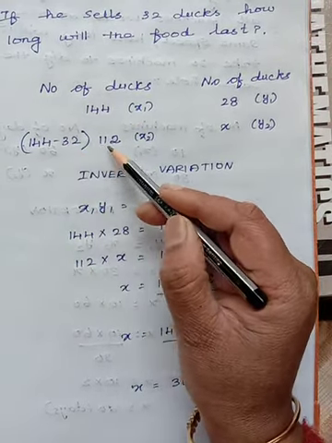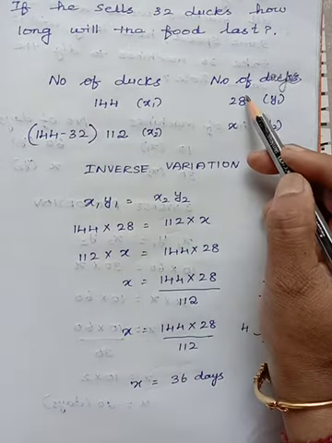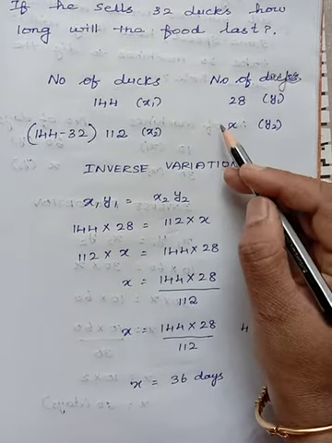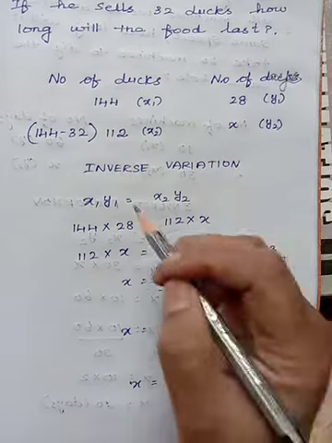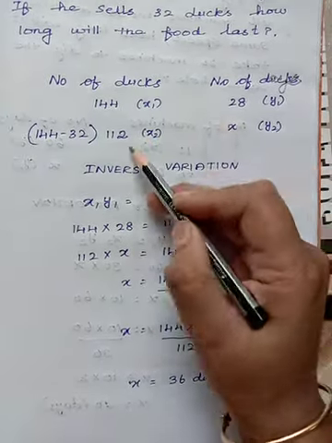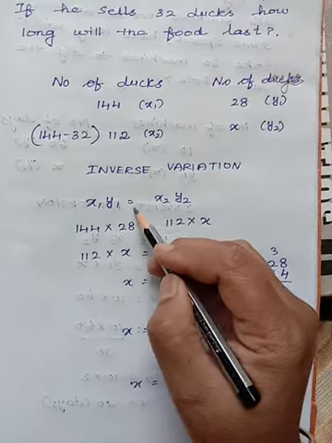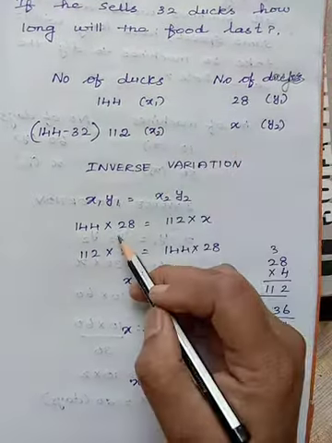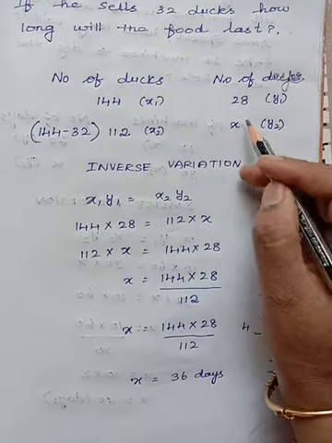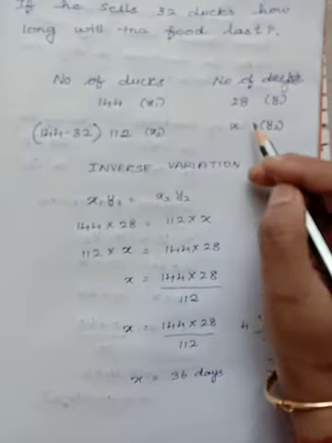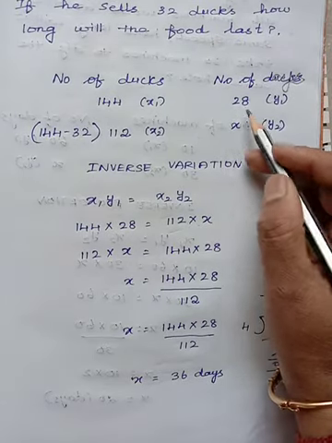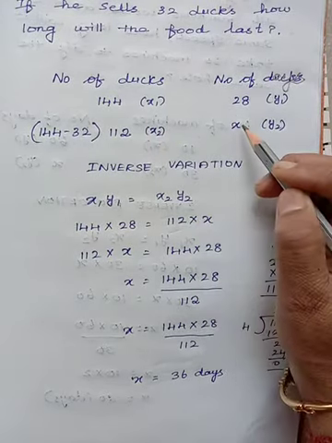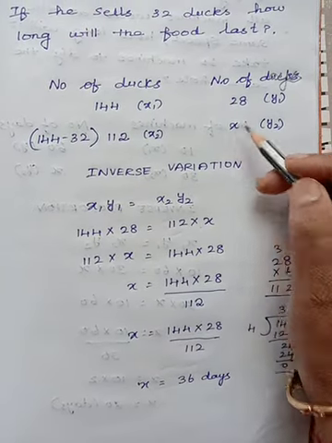So this is inverse proportion. If it were direct, fewer ducks would give fewer days, but with fewer ducks we get more days. We have more food per duck, so fewer ducks means we can feed them for more days. So this is inverse proportion. The formula is x1 into y1 equals x2 into y2.